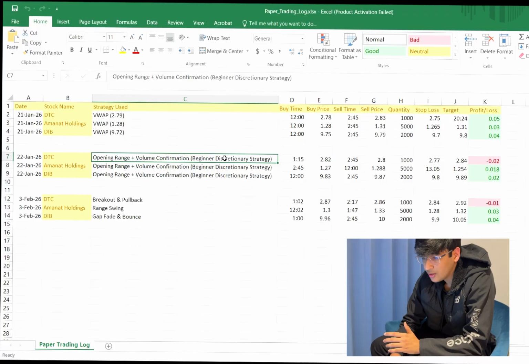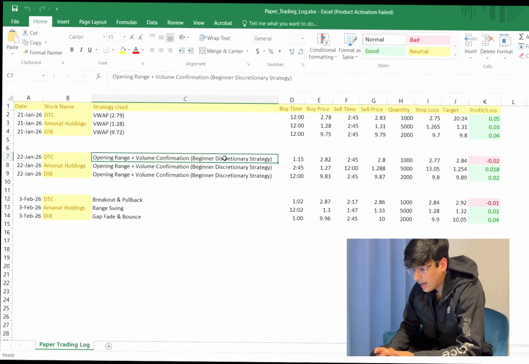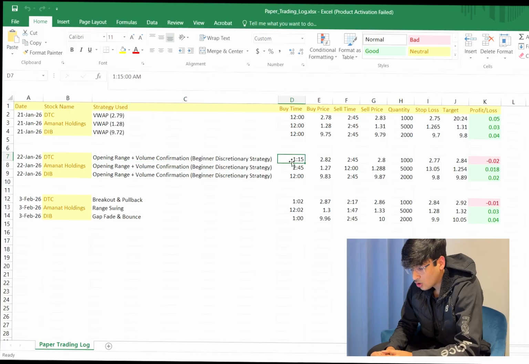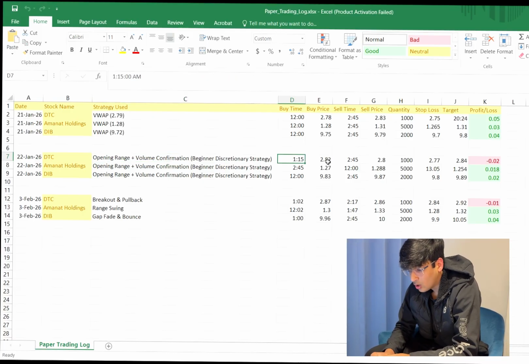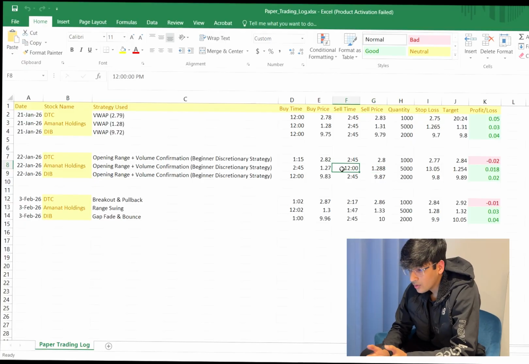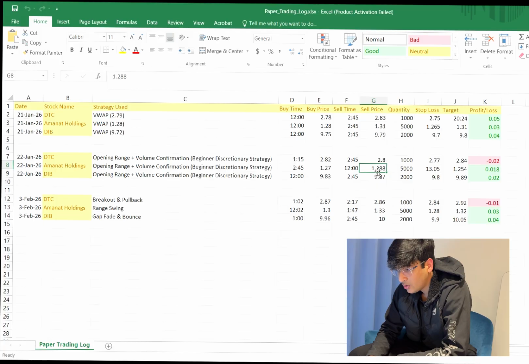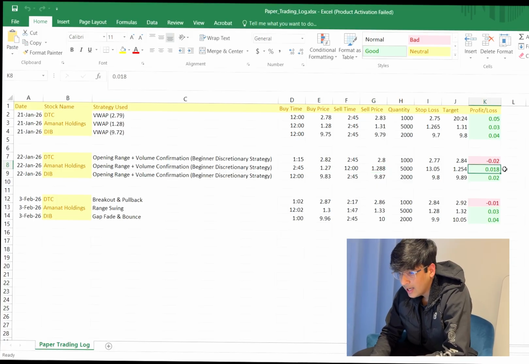And then I used a different strategy, opening range. Opening range is basically where you mark the high and low for the first few minutes of the session. You bought if the price broke above the high, or sold when the price went below. In the first one, I sold it. I did short selling. In this trade, due to short selling, I made a profit of 0.018.